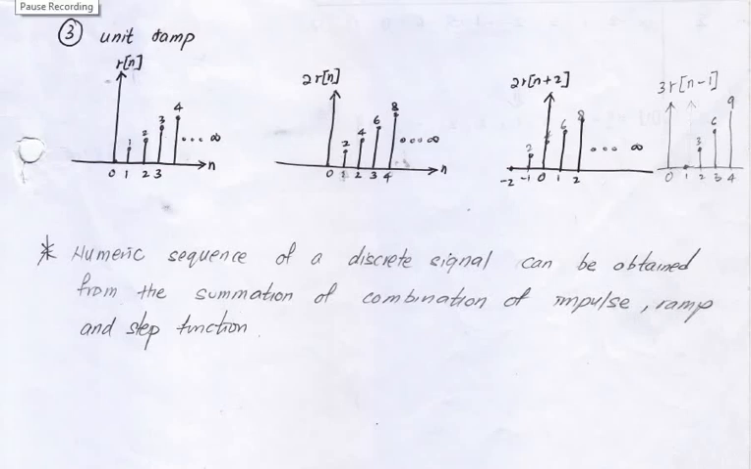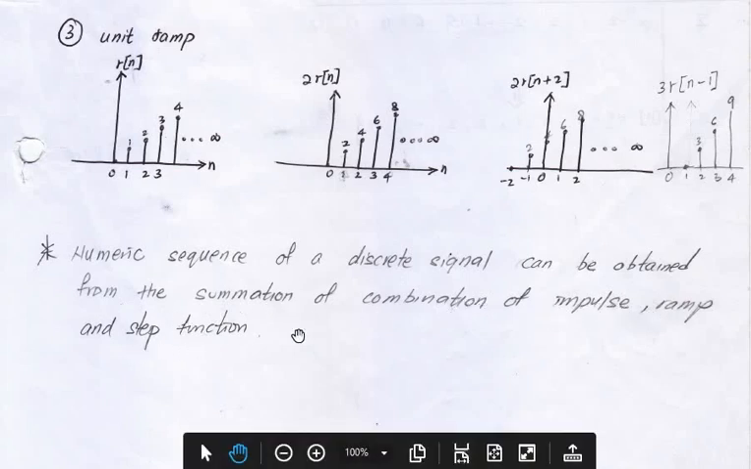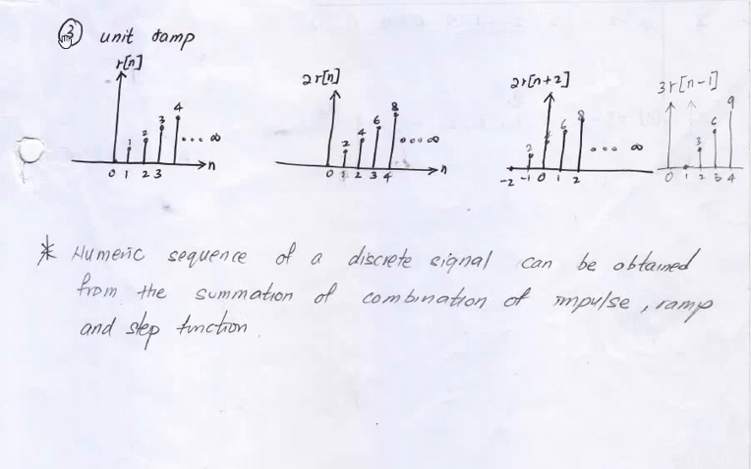You understand now? You need to know these three basic discrete signals because you need to find the numeric sequence in the later section. A numeric sequence is a discrete signal that can be obtained from a summation or combination of impulse, ramp, and step functions. That's why in the later section, you need to find the numeric sequence. It's a combination of three basic signals.